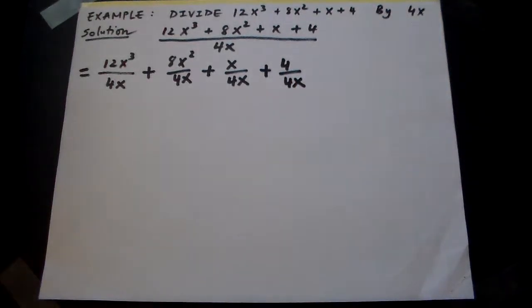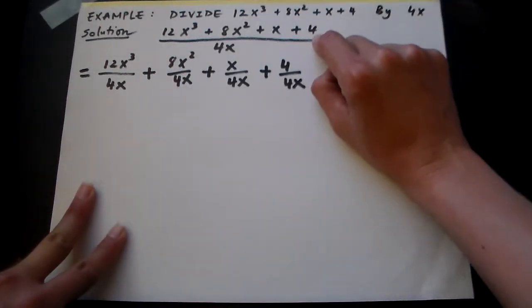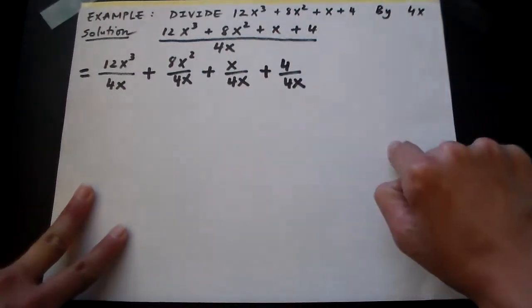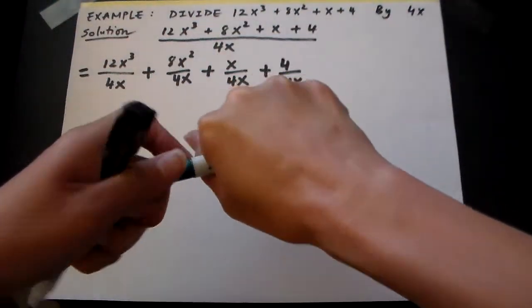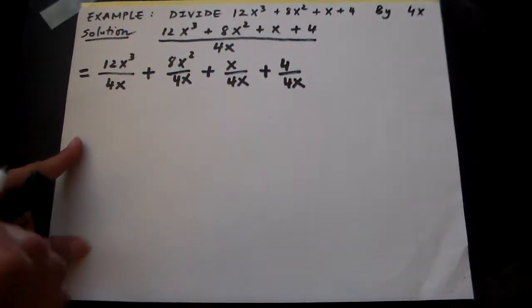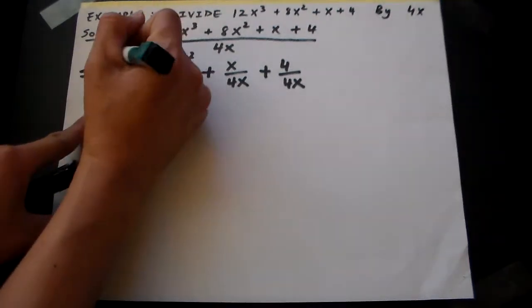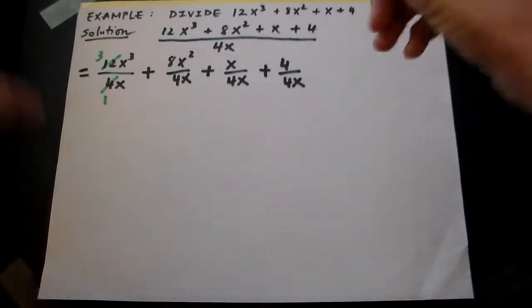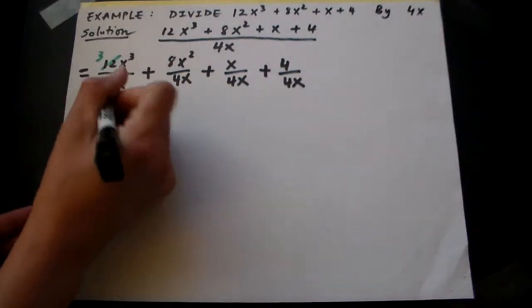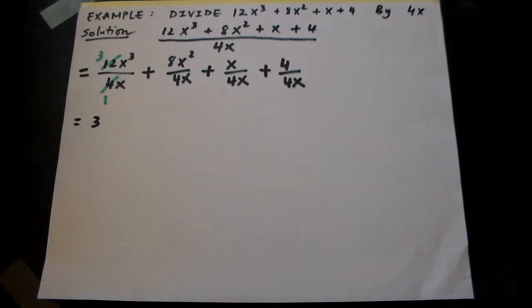Now we will simplify each fraction. As you see, after splitting this one fraction, we actually have 1, 2, 3, 4 fractions. To simplify, we'll simplify the coefficient first. So 12 divided by 4 is 3. This is 1 left. So then we will have 3 divided by 1, which is 3. x to the third divided by x.